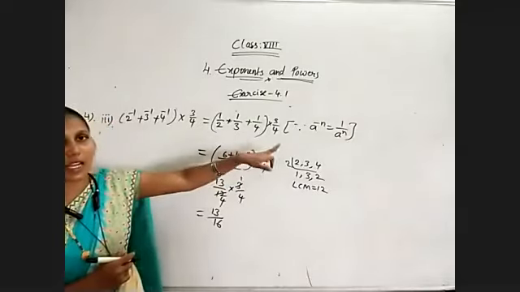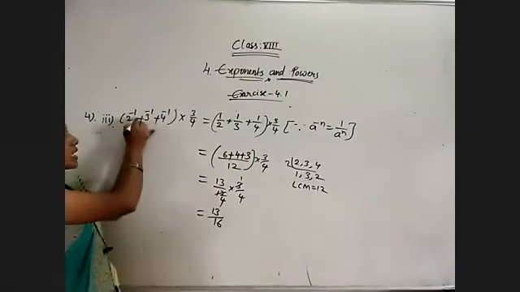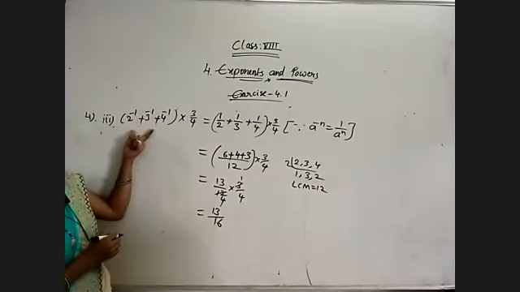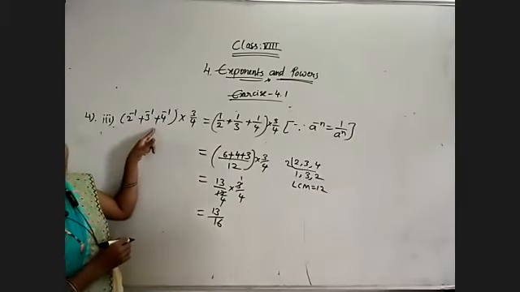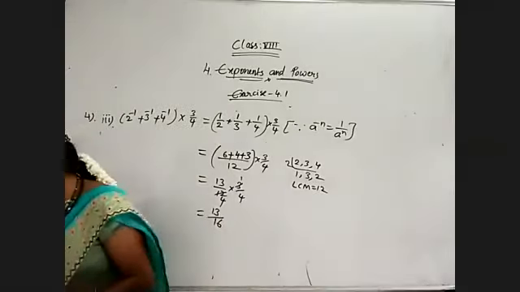Only one formula we have used here: a power minus n is equal to 1 by a to the power of n. If a product is given, in that case we can do it by another method. But here only plus is given, so compulsorily we need to simplify by using LCM. Now coming to the next problem.